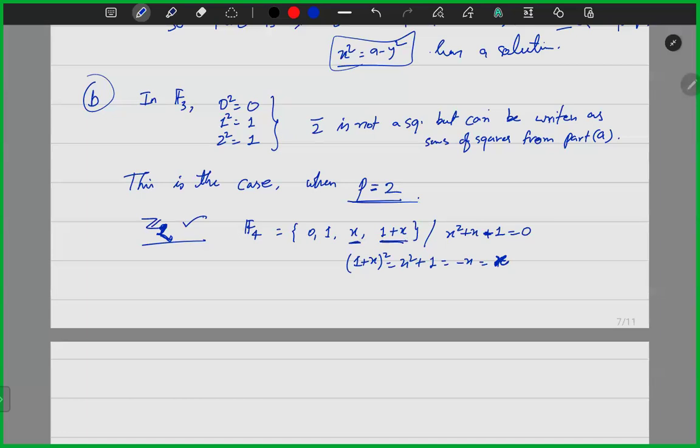What about 1 plus x? Now x square is just minus 1 minus x. This is also 1 plus x. So every element is a square. 0 square is 0, 1 square is 1. So here we verified for Z2, for F2. In the case of F2, every element is a square. This also proves this. Okay. I don't remember how.